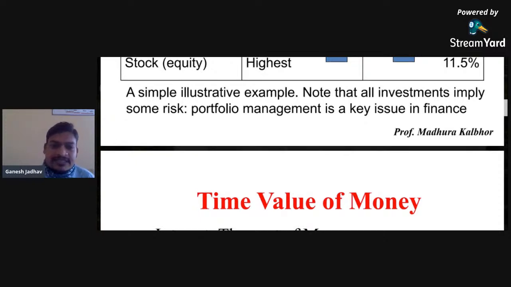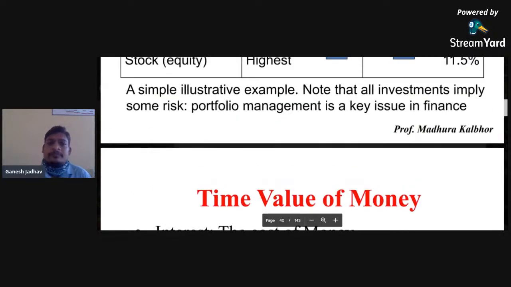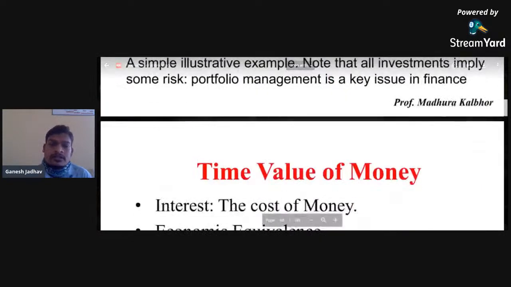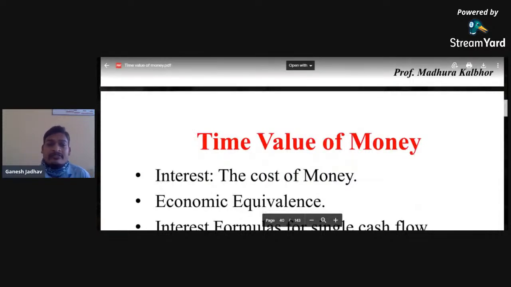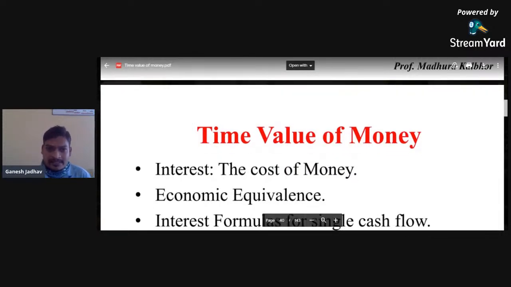So this is the principles. Then we move toward the time value of money also. What is the time value?